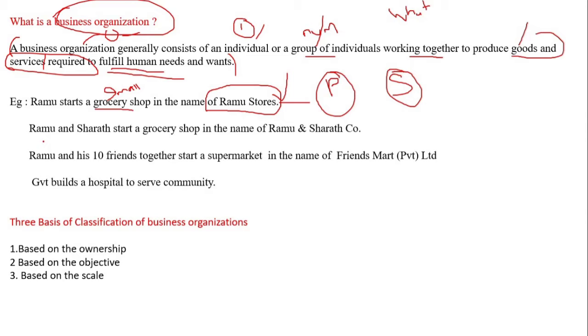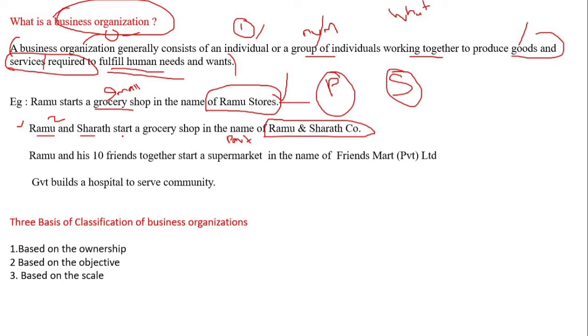So, my second example is Ramu and Sharat start a grocery shop. Ramu and Sharat, 2 individuals, start a grocery shop in the name of Ramu and Sharat Co. 2 partners, right? Partnership here.